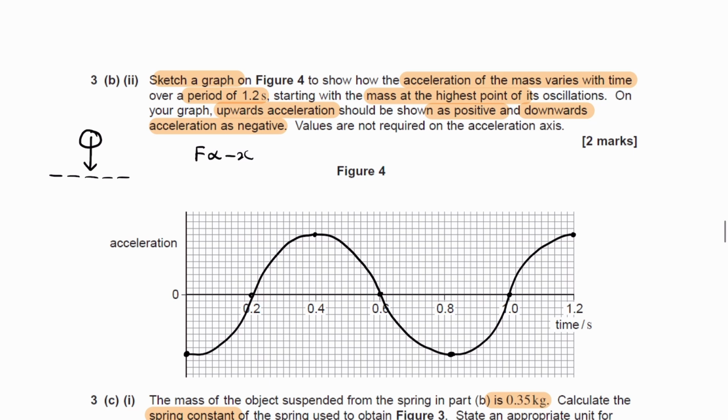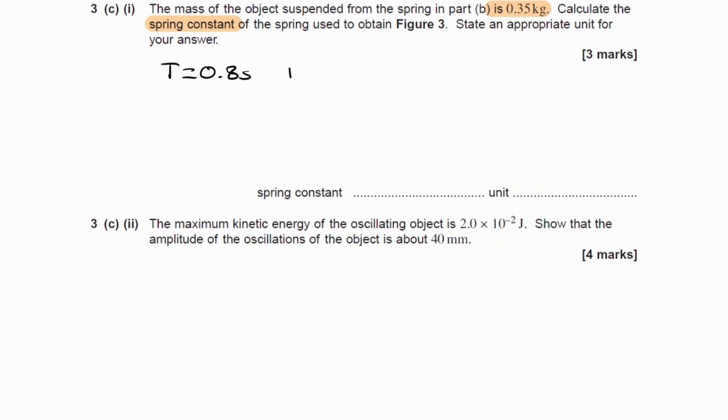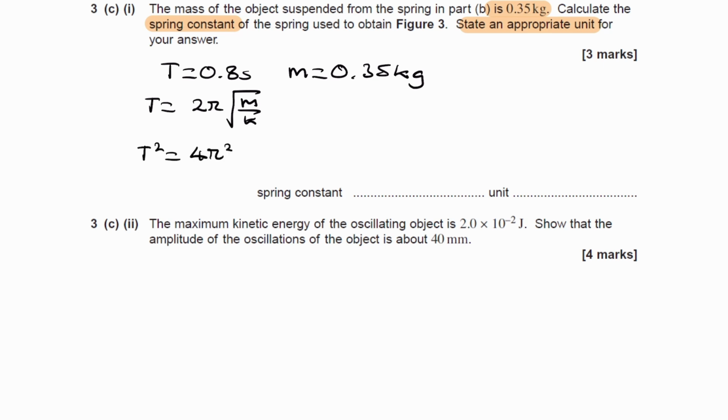We know the time period is 0.8. And again, we know the mass is equal to 0.35. We want to state an appropriate unit as well for the answer. Okay, so the equation that we're using here, time period is equal to 2 pi root m over k. We're trying to work out spring constant. Let's square everything. T squared is 4 pi squared m over k. Square root goes away. If we rearrange that for k, just switch the k and the T squared, we get k is equal to 4 pi squared m over T squared. Put in the 0.35, put in T is equal to 0.8 seconds.